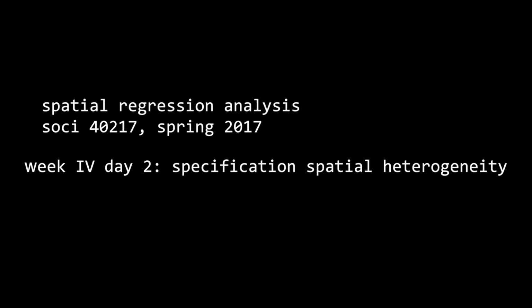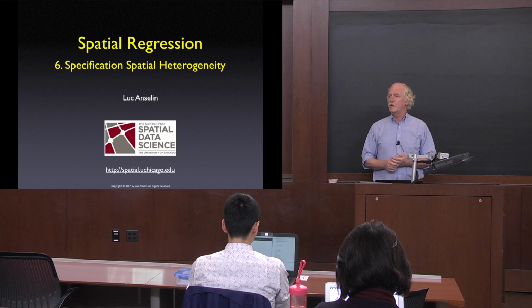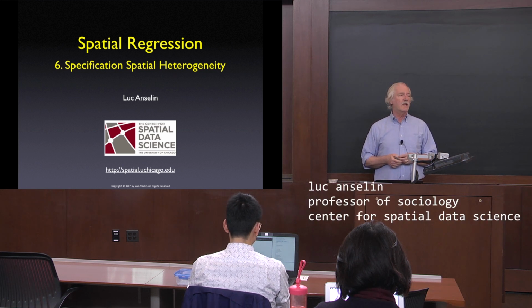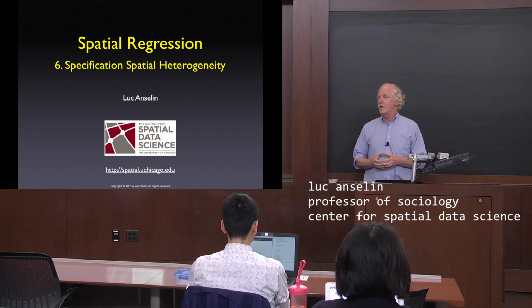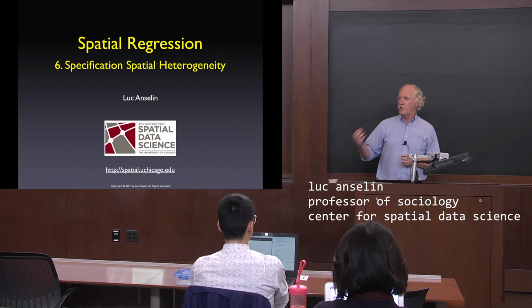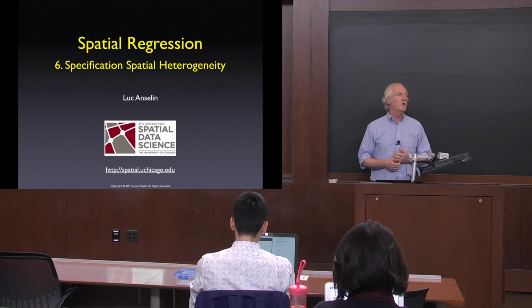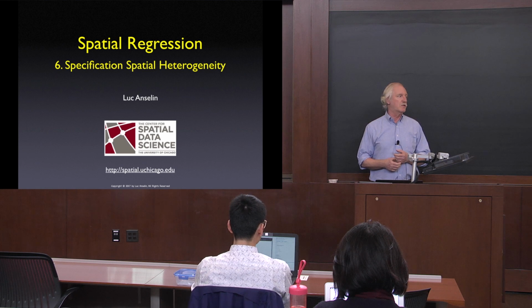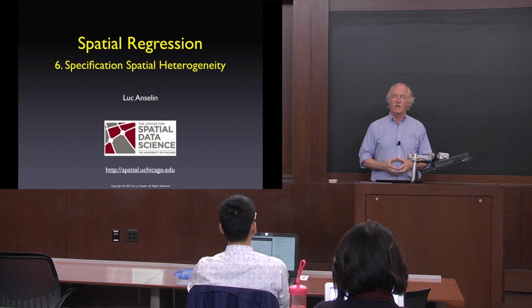Okay, so last time we talked about the specification of models with spatial dependence, particularly emphasizing the role of a spatially lagged variable in that specification, either a spatially lagged dependent variable, spatially lagged explanatory variables, or spatially lagged error terms. And so by combining these, we ended up with different specifications.